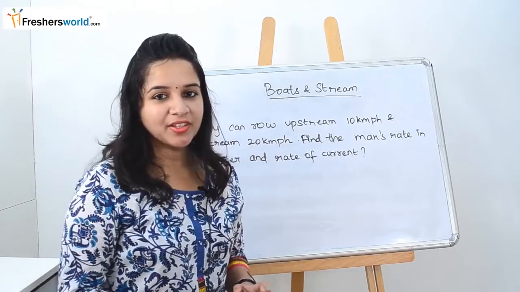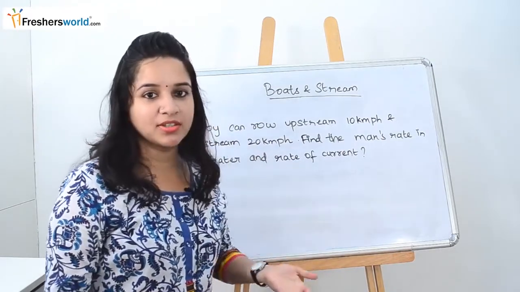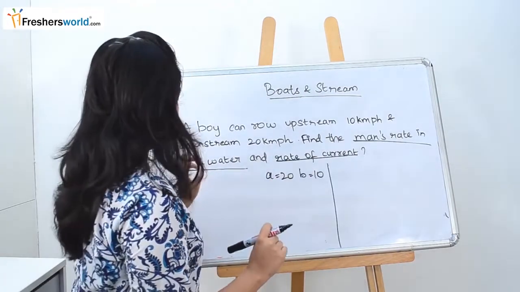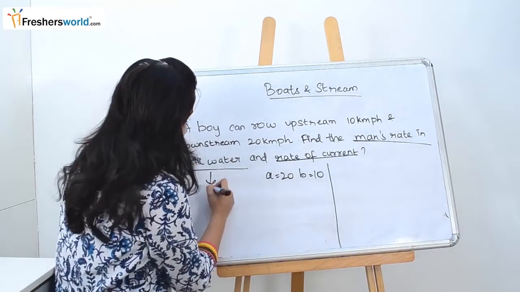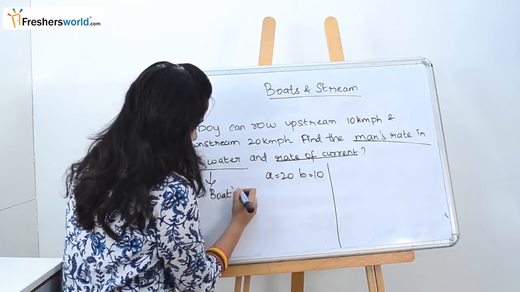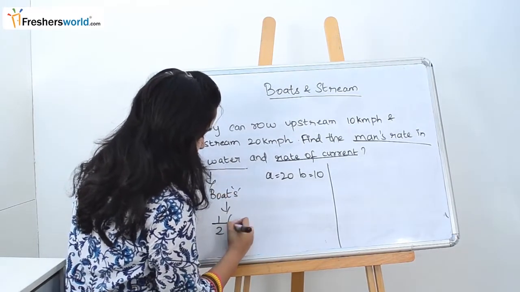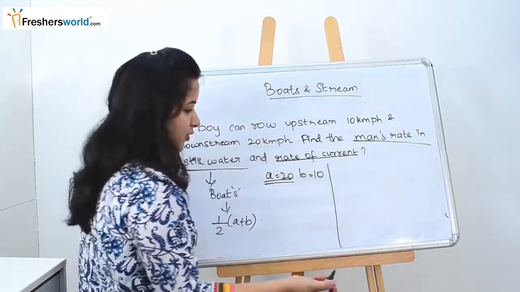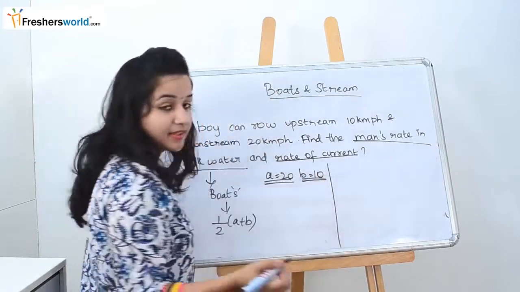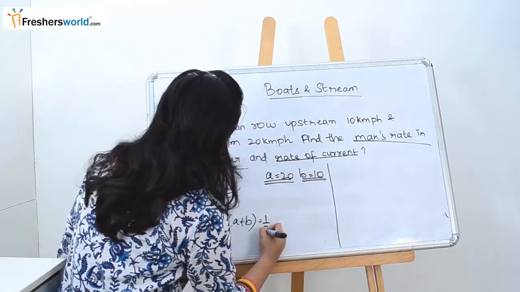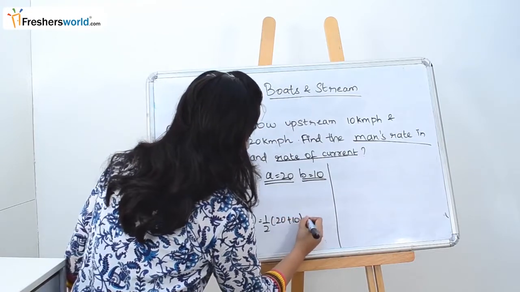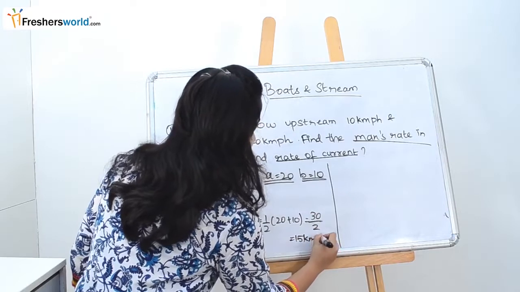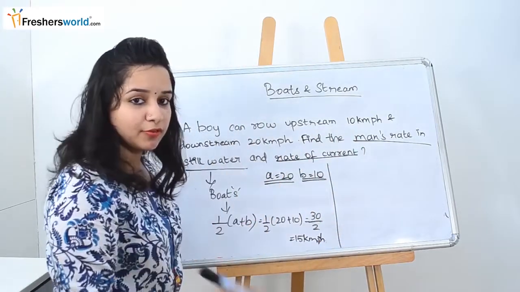When they see this question, a lot of people think that they didn't ask what the boat speed or the stream speed is. But they are asking, find the man's rate in still water. This is nothing but the boat speed. We know that boat speed is half of a plus b. Downstream speed is 20 kilometers per hour and upstream speed is 10 kilometers per hour. So half of 20 plus 10, which is 30 by 2, which is 15 kilometers per hour. So the man's rate in still water is 15 kilometers per hour.